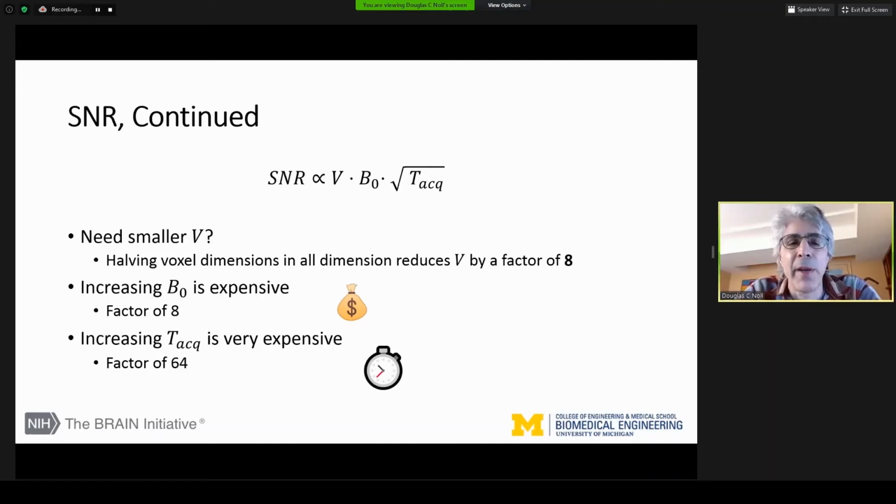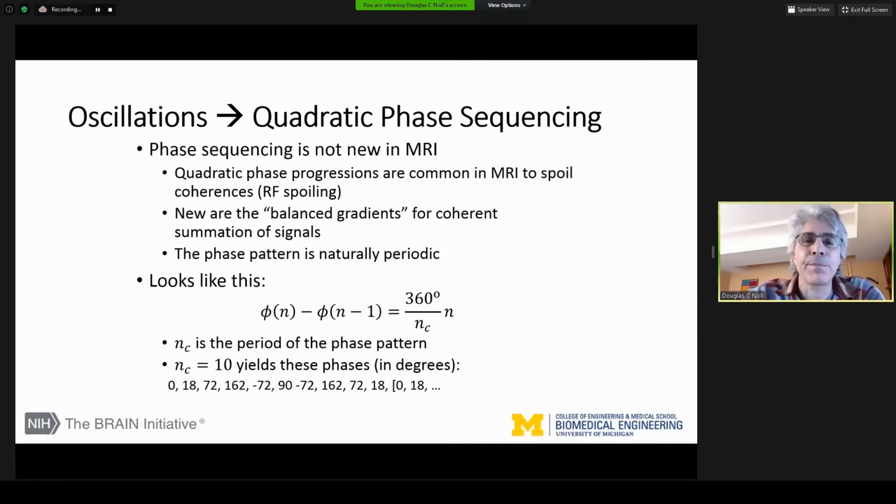We could make up for that by increasing the total acquisition time, but that's very expensive because it goes as the square root of the acquisition time. So that would make the exam extremely long and essentially infeasibly long. So if there are other ways to improve SNR, all the better.